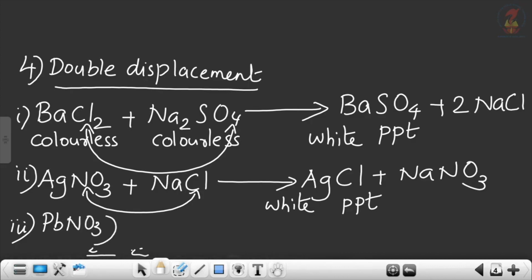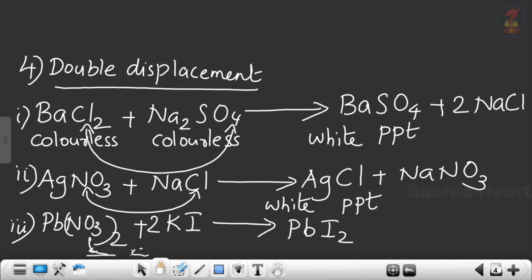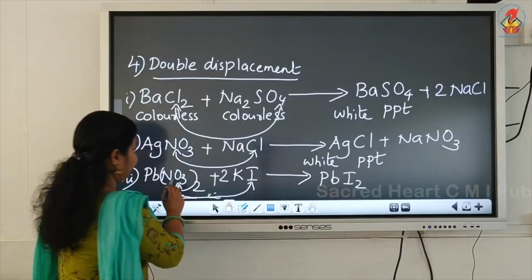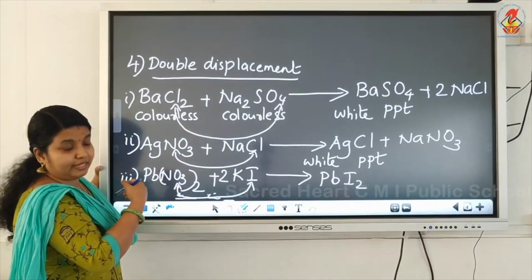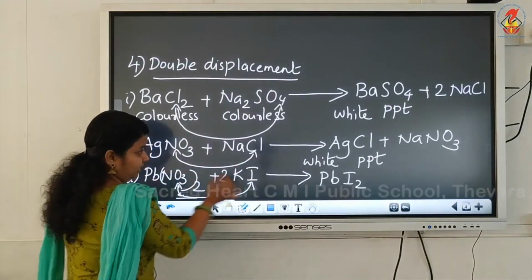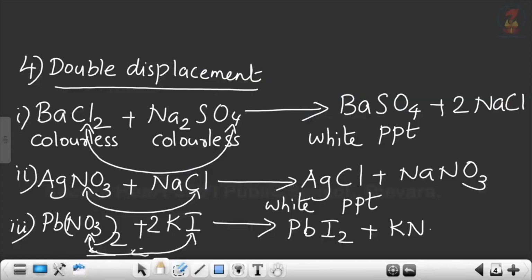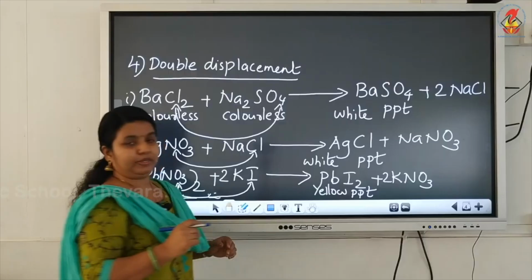Another colorless solution we take, that is lead nitrate, plus it is treated with potassium iodide, colorless solution of potassium iodide. Here also there is exchange. Nitrate is exchanged with iodide. Nitrate and iodide are exchanged between each other, the iodide will come this side, so you get PbI2 plus KNO3. Here the color of the precipitate is yellow. You get a yellow precipitate of lead iodide.